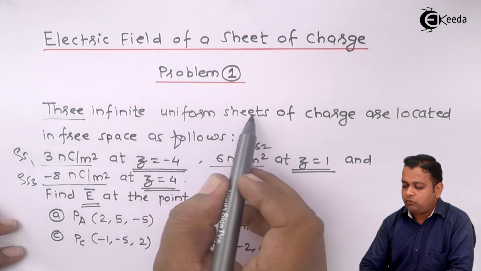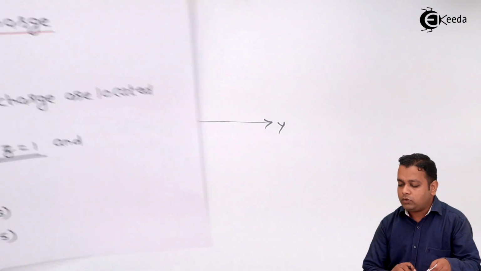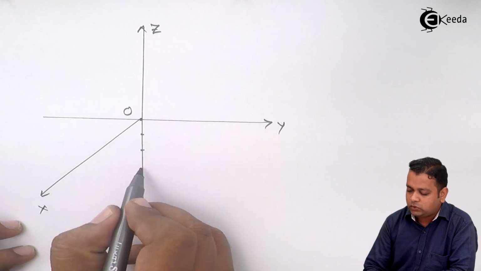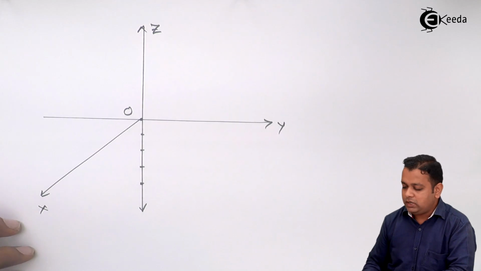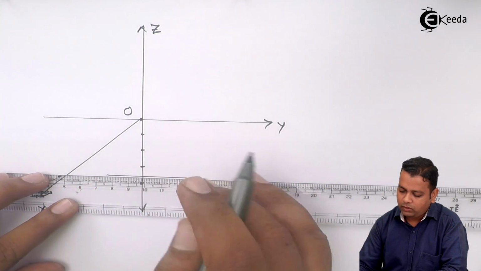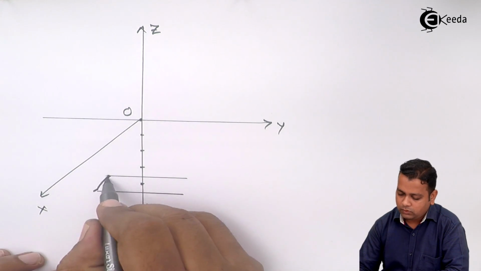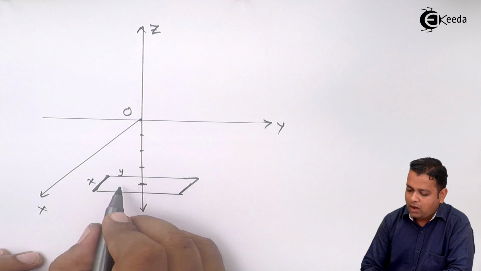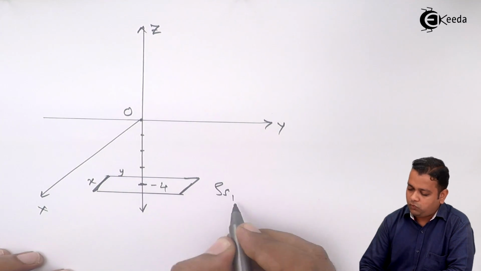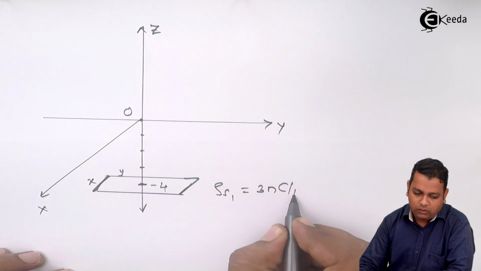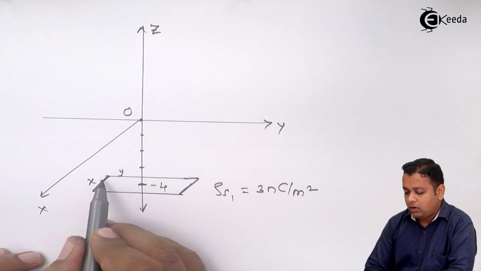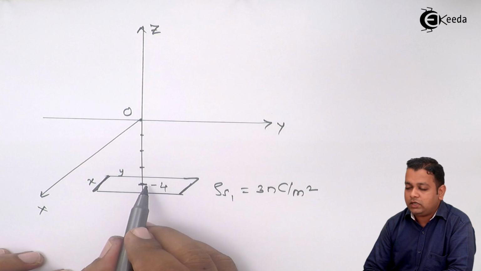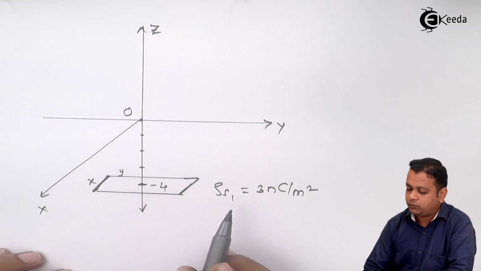So now the first infinite uniform sheet of charge is located at z equal to -4. From the origin, which is the intersection of the x, y and z axes, I have to go to z equal to -4. So -1, -2, -3 and -4. So here the sheet is present. Let us draw a small plane. This dimension must be parallel to x. So let us say this is the x dimension, this is the y dimension, which intersect here at z equal to -4. This has rho s1, I say rho s1 is equal to 3 nanocoulomb per meter square. This is infinite along positive and negative x, infinite along negative and positive y also, but z is equal to -4, that is fixed. So this is the infinite uniform sheet of charge represented by this one.